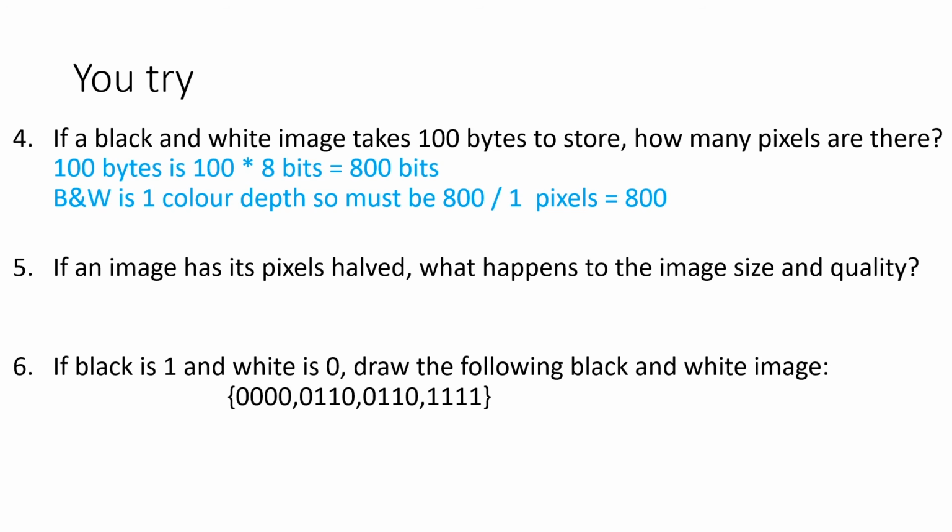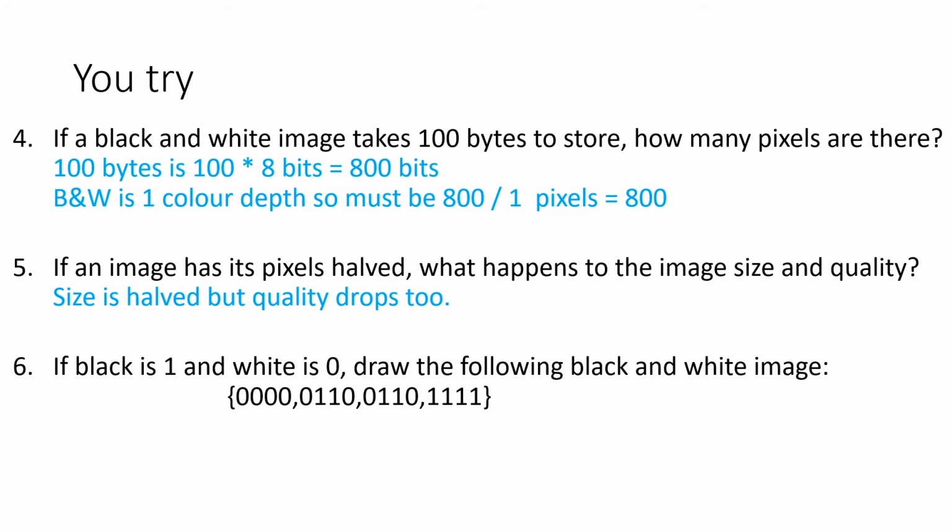100 bytes, turn it into bits, work out how many bits you need to store those colours, and then divide that. Right, question 5. An image has its pixels halved. What happens to the image size and quality? Try and be specific if you can. If you know the pixel size is halved, then you know the image size is halved. And the quality, we don't know if quality is going to be halved, because we don't know what the actual image is. But generally speaking, the quality is going to go down, but the image size will definitely be halved. And that would be the answer. Size is halved, but quality drops too.